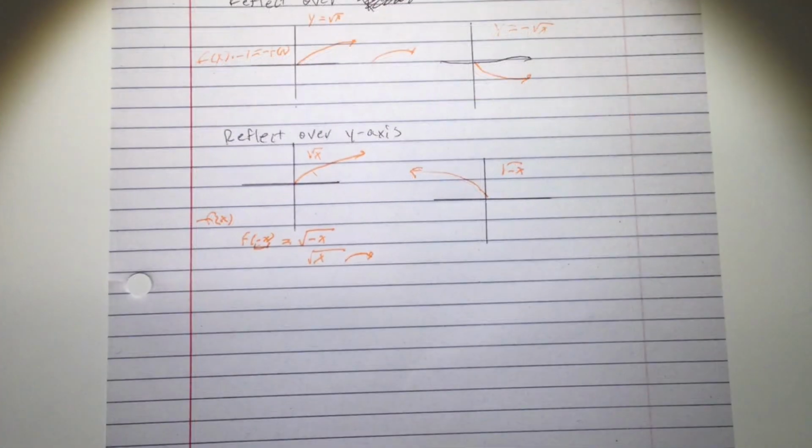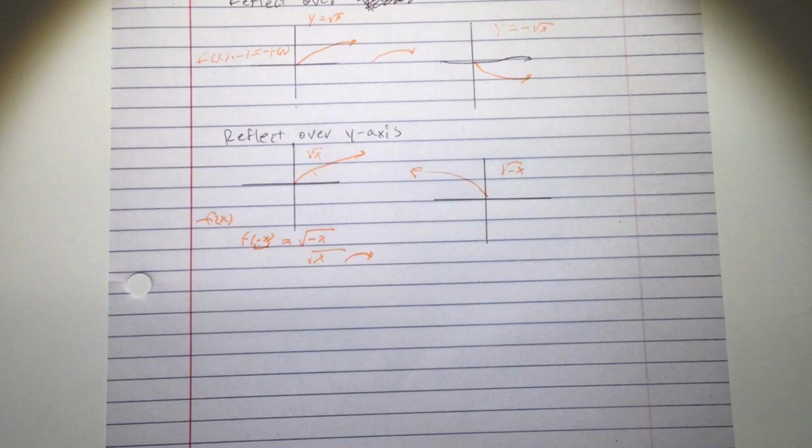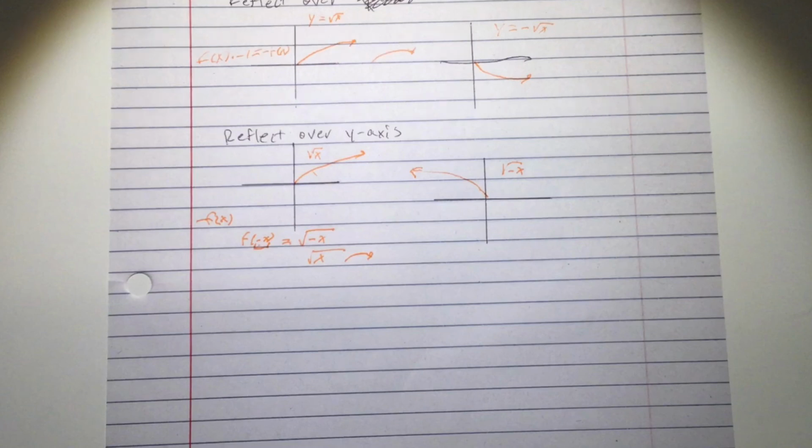So that was part one of functions and graphs. It was getting kind of long, so I decided to split it into two. The next part is going to have compositions and types of functions, or categories of functions, which is also stuff you have to have for Calc BC.